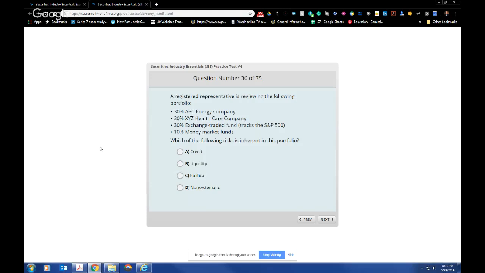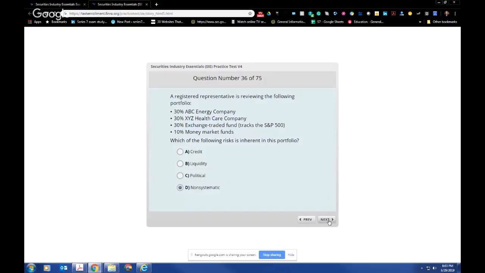Non-systemic, or unsystematic they call it, is when you buy in one industry or a couple of industries, and you have a lot of that risk. So here's the thing. I had a tough time with this because I don't 100% agree with it. But they're saying basically you have almost 60% of the portfolio in 2 industries, 2 stocks. So you have non-systemic risk, because if they go sour, you're in a lot of trouble. So non-systemic risk is when you're not diversified enough.